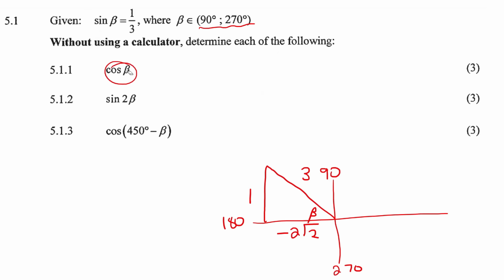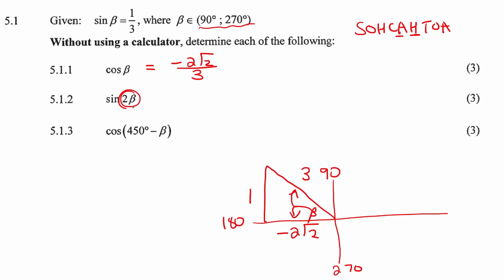So what is cos of that angle? Cos from SOHCAHTOA is adjacent over hypotenuse. So that's going to be negative 2 root 2 over 3. Now it's the sin of 2 beta. Now you've got to be careful. You cannot look at this and think, oh, it's just going to be double, or anything like that. No.